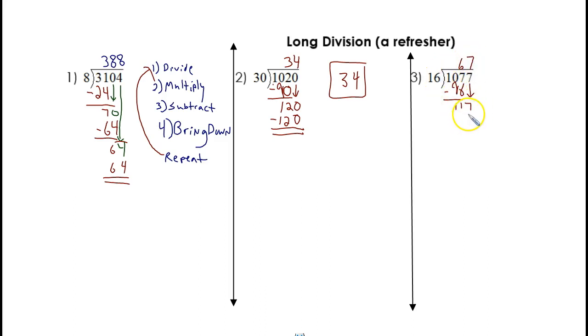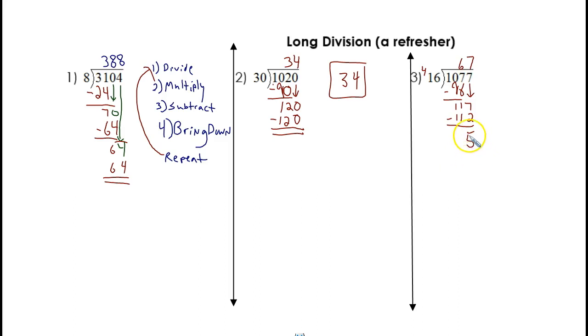7 times 6 is 42. All right, and 7 times 1 plus 4 is 11. I subtract this. I'm at the end of the division problem, and when I subtract this time, 117 minus 112, I'm left with a remainder of 5.